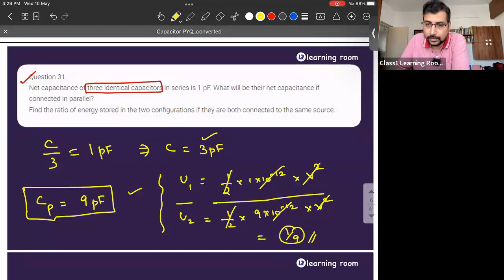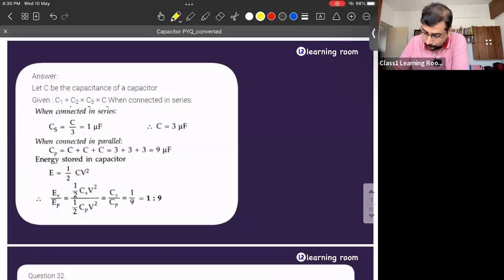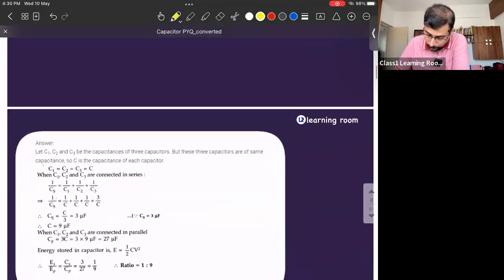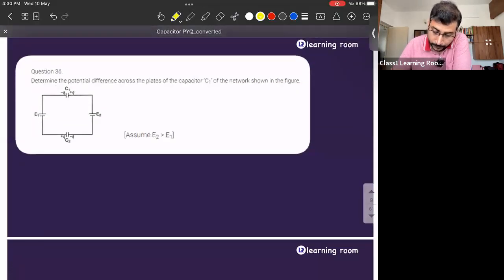Is that clear? So next one. Solve this. Determine the potential difference across the plates of the capacitor C1 of the network shown in the figure. Assume E2 is greater than E1. We need to find the potential difference across the network.